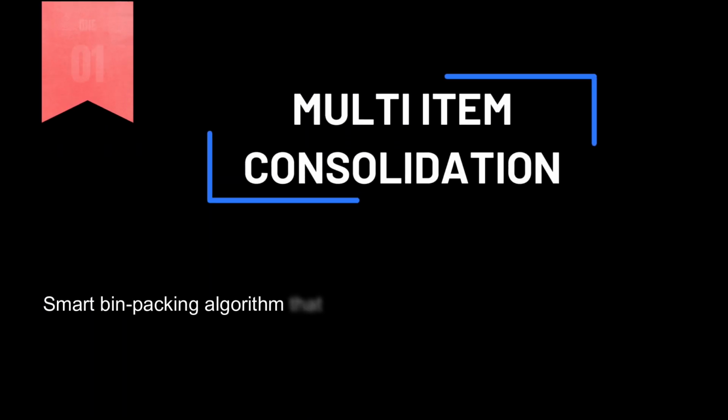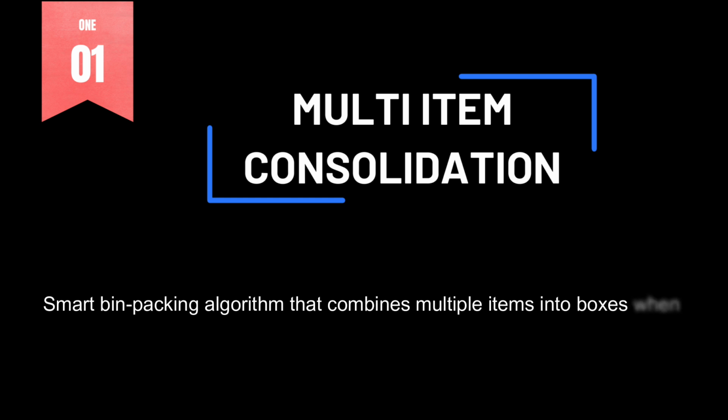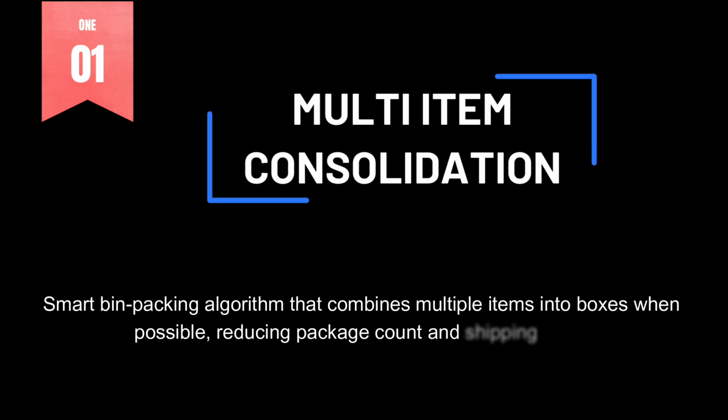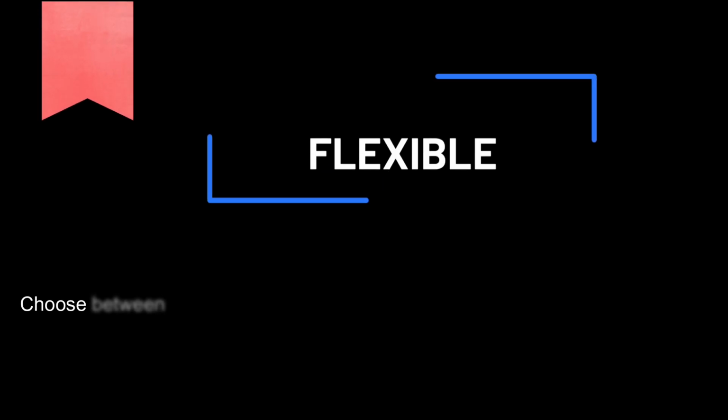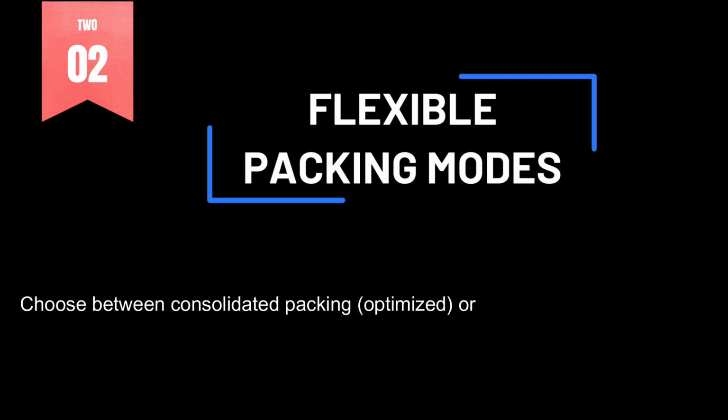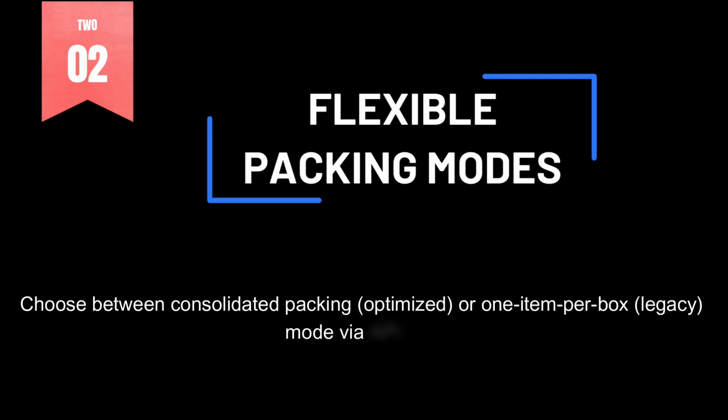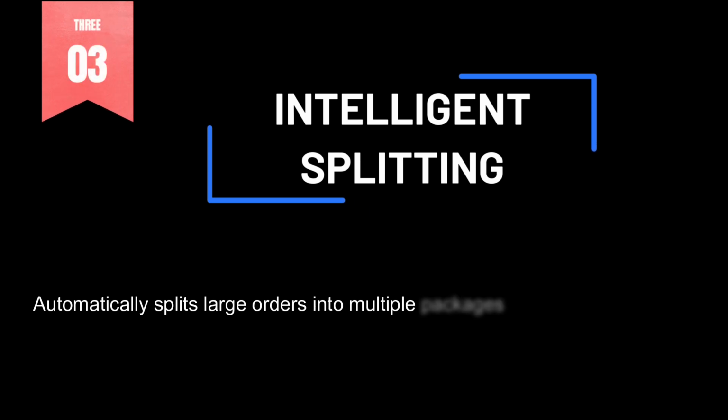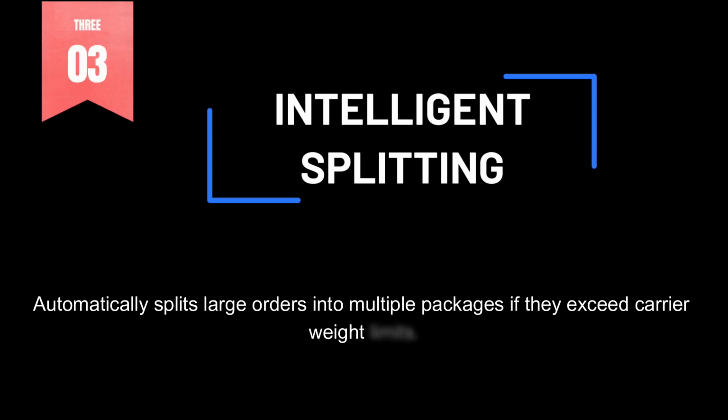Smart bin packing algorithm that combines multiple items into boxes when possible, reducing package count and shipping costs. Choose between consolidated packing, optimized, or one item per box legacy mode via API flag. Automatically splits large orders into multiple packages if they exceed carrier weight limits.